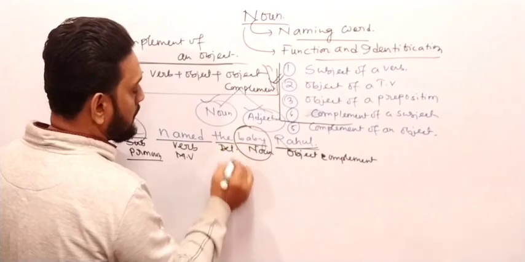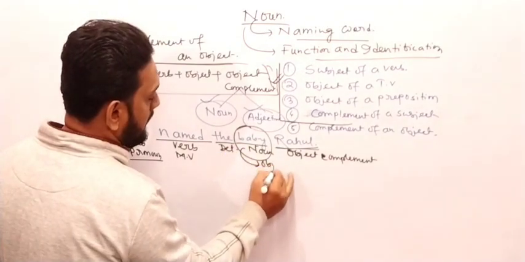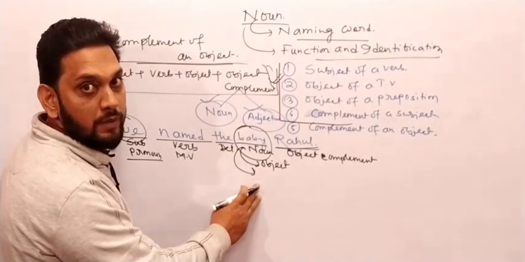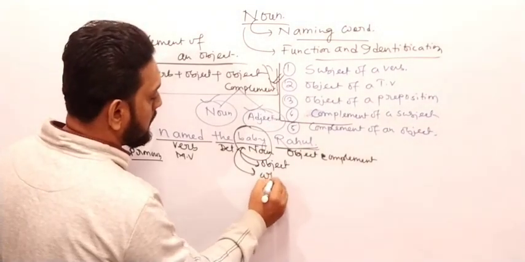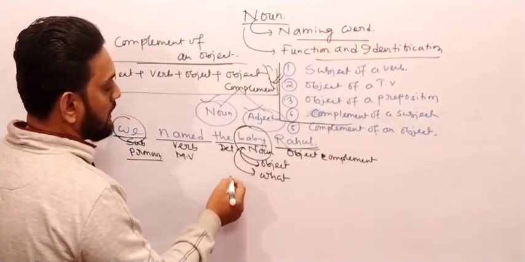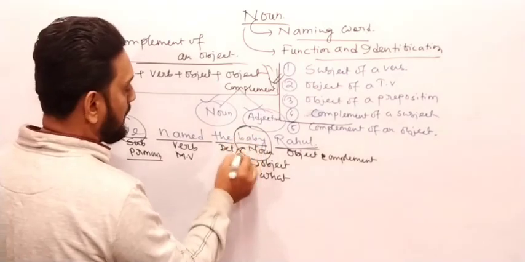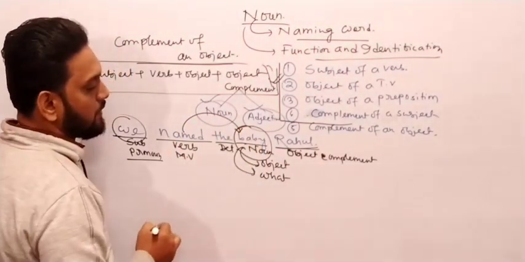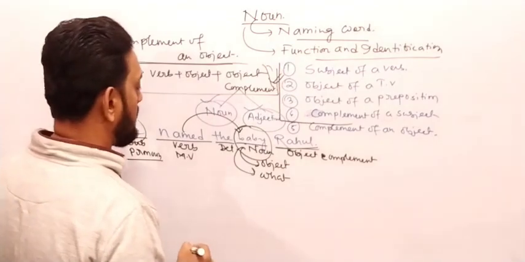Now see, we named the baby. So this baby is a noun, and this one is the object, because we got the answer of the WH question: we named what? The baby. We named the baby. So this baby is the object of this word. Yes or no?